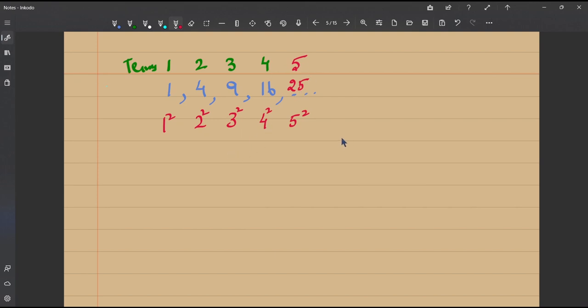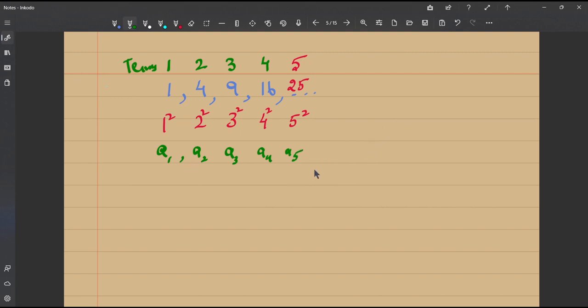Let us represent each term by this symbol A1. A1 stands for the first term. The subscript stands for the position of the number in the sequence. So this is A2, right? Second term A2. Third term A3, A4, A5 and so on.